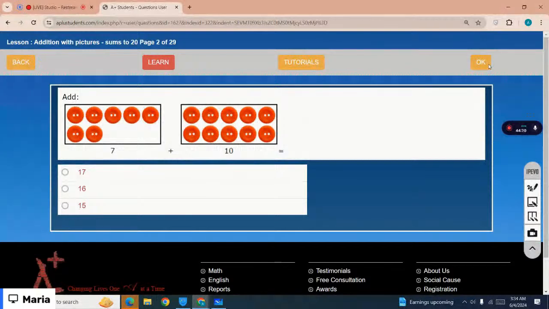Add 7 plus 10. So which is the correct option? So start with the bigger number and count until the second one. 10, 11, 12, 13, 14, 15, 16, 17. So the correct option is 17. Yes, option number 1 is the correct option.